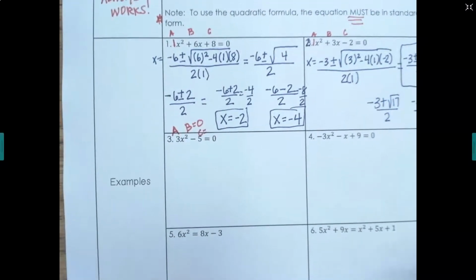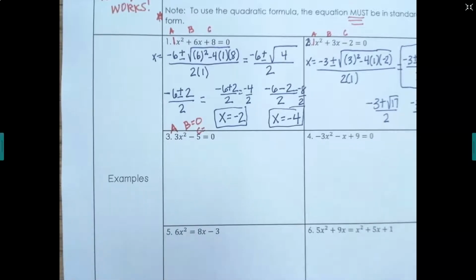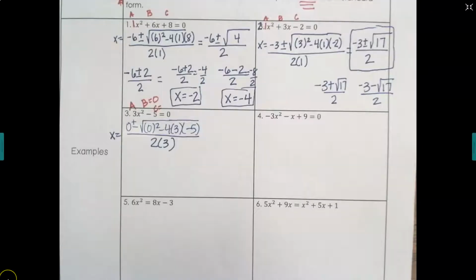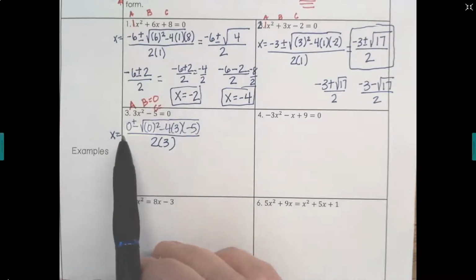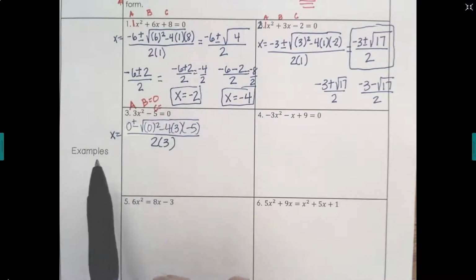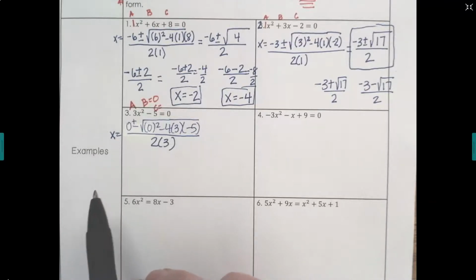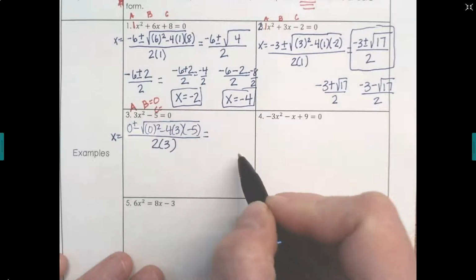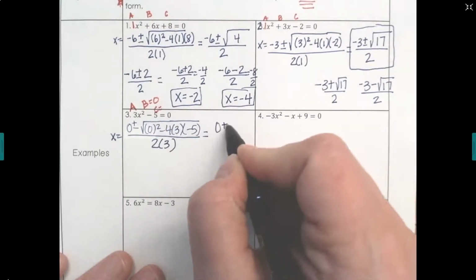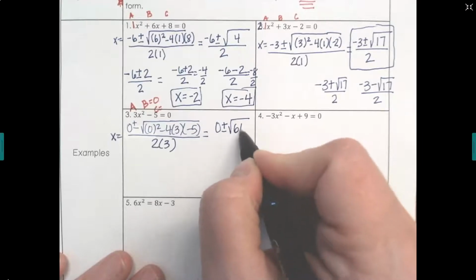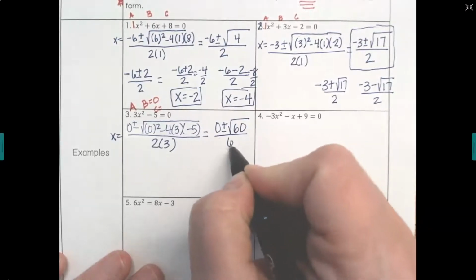So now we're going to go plug them in. Pause the video and see if you can plug everything in, and then come back to see how you did. All right, let's see how you did setting this up. So you put negative b here, so it's 0. I didn't really put a negative in front of it. It just is 0 because there was no b value in this one. So when we go to start simplifying, we're going to get 0 plus or minus the square root of 60, all divided by 6.